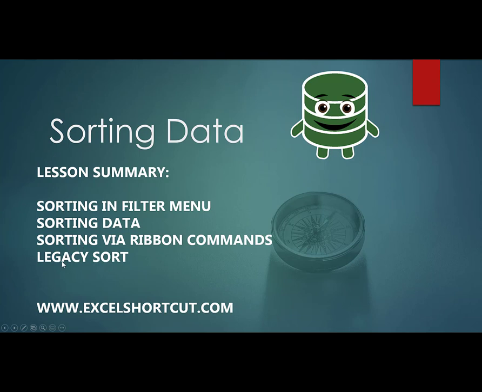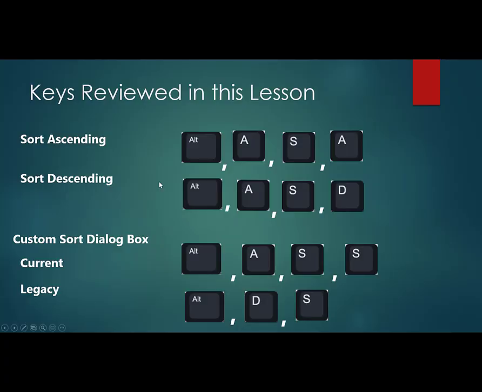It's the legacy sort. I think this is just like a function that was an older version of Excel that they haven't thrown out yet, and hey, if it's there, we're going to use it. So sorting ascending, if you just hit on your keyboard in sequence, Alt-ASA, you're going to sort ascending. That's the most common way to sort.